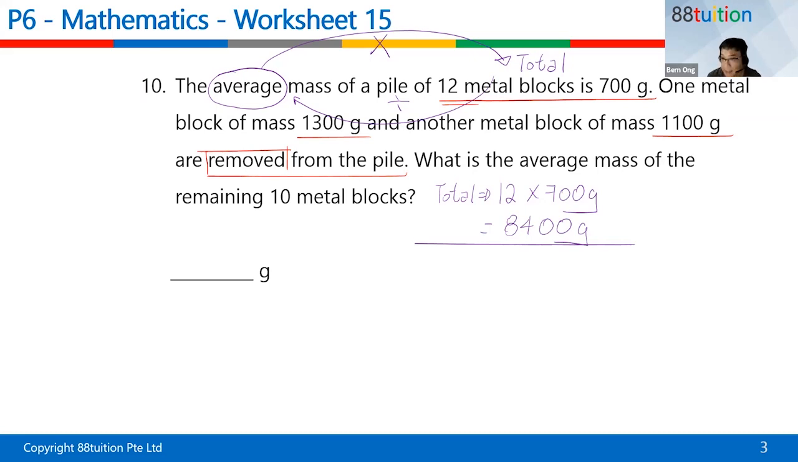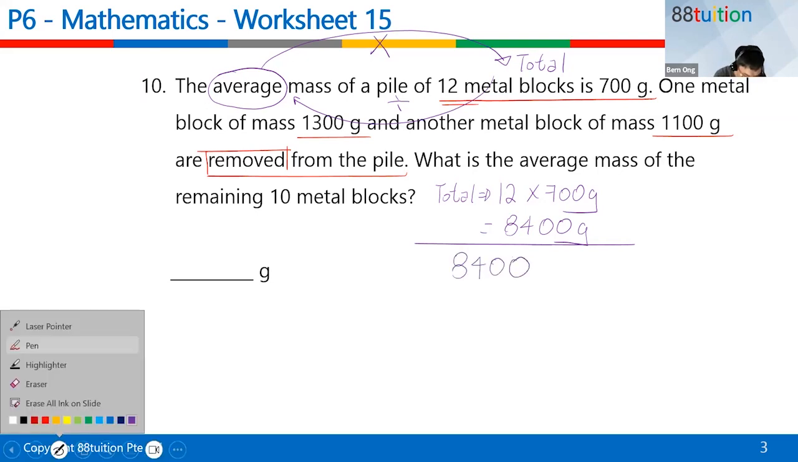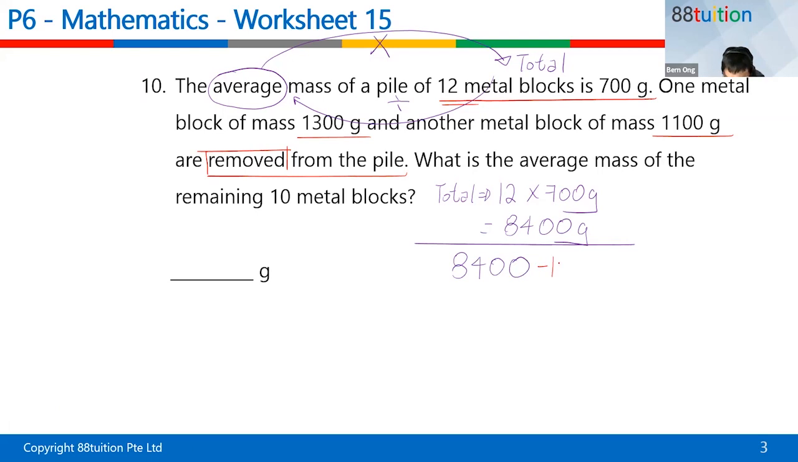Next, what happened? One metal block is 1,300. The other one is 1,100. Remove means you have to minus. You see? The question actually gives you the clue. Remove means you have to take it out. Minus 1,300, minus 1,100. But first, cannot use calculator, right? Let me add up these two things to minus first. I can use my mental calculation. 2,400 grams to be removed.